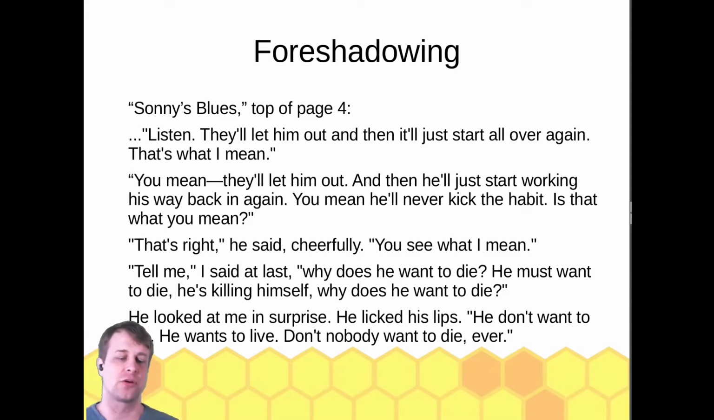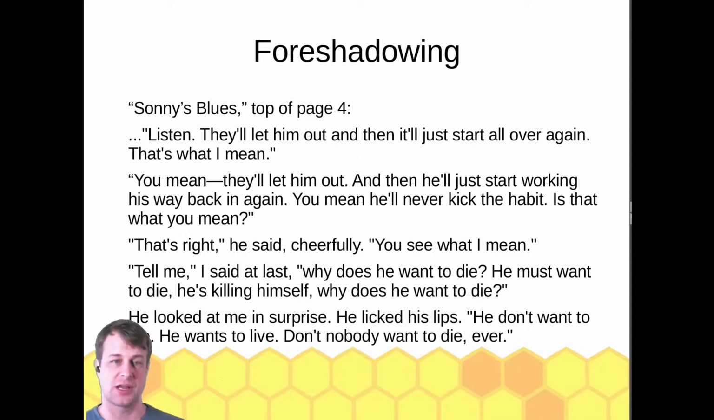The top of page 4 in the version of Sonny's Blues that I sent out to you, the PDF that you can get on Blackboard, we have a conversation between our narrator and Sonny's friend. And here in this conversation, you can see that our narrator has asked Sonny's friend what Sonny's life is going to be like in the future, and the friend says that it's just going to start all over again. Our narrator interprets this to mean that Sonny wants to die. He's using heroin because he wants to die, and the friend says he don't want to die, he wants to live, don't nobody want to die ever.